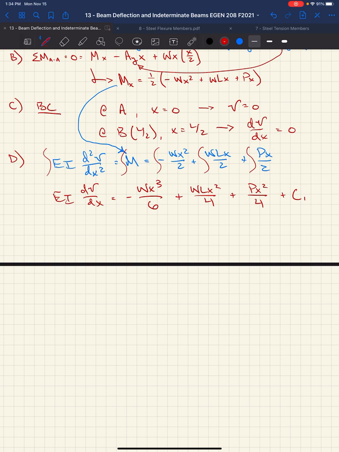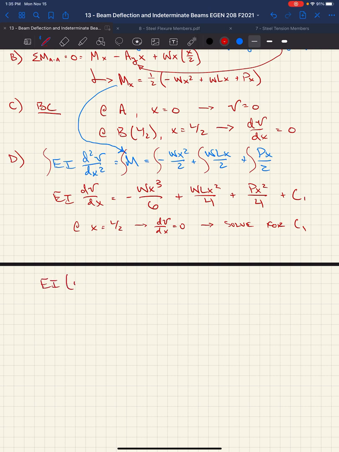I'm going to jump ahead and say, now we have an equation for slope, dv dx. Well, we have a boundary condition for slope: dv dx is 0 when x is L over 2. So I'm not going to integrate again just yet to get our deflection equation. At x equal to L over 2, we know that the slope, dv dx, equals 0. If I have this boundary condition for slope, then I'm going to be able to evaluate this equation and figure out exactly what C1 is.